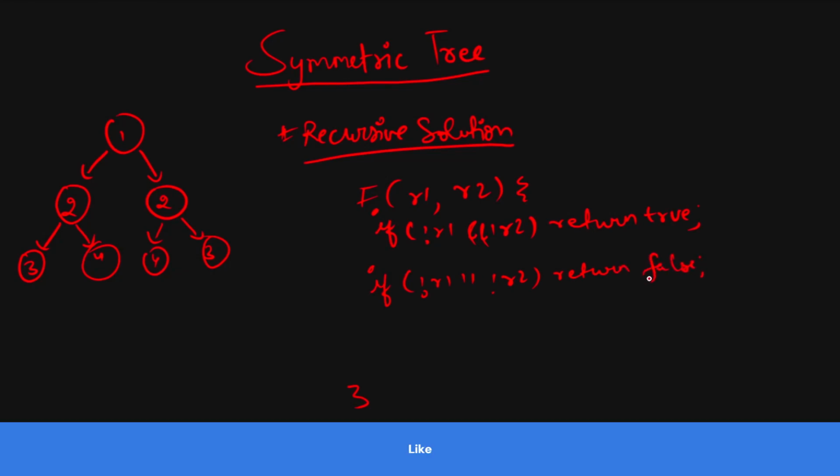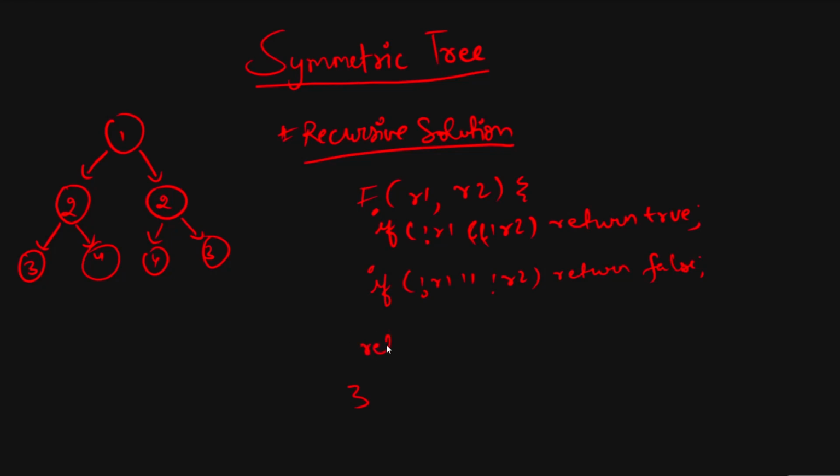Now if they are not null, in that case they should be equal. So the first condition will be that I will return whether they are equal. So my root 1 value should equal my root 2 value. Now after doing this, what will be my other thing? The second thing will be that my left should equal its right.